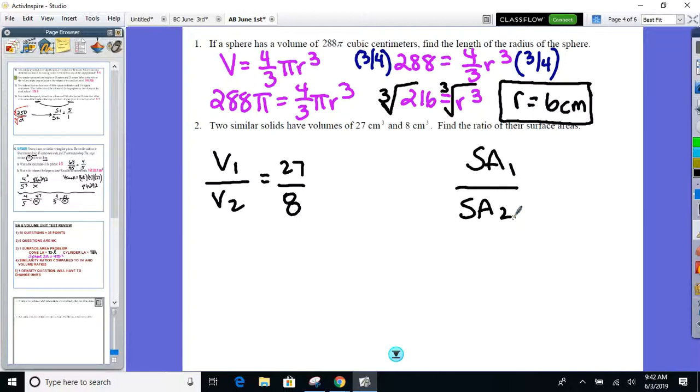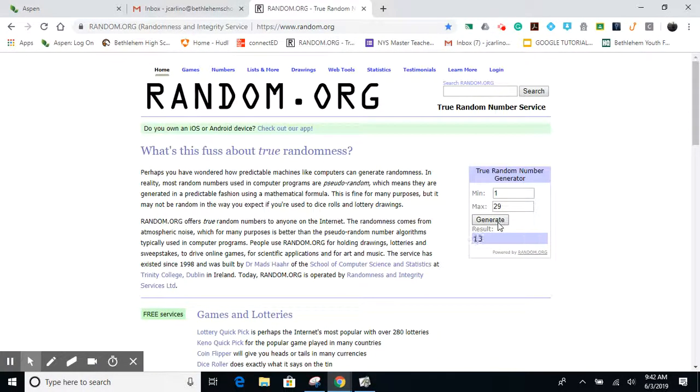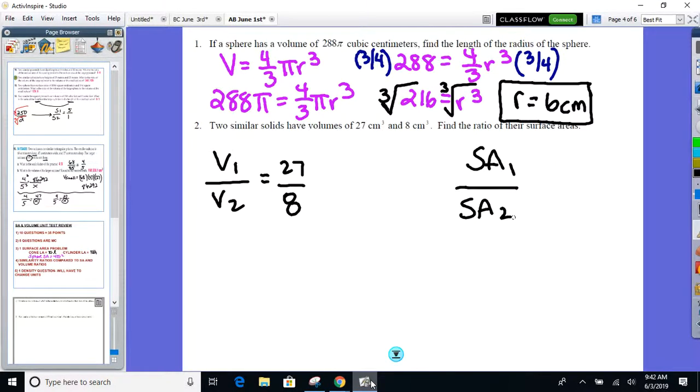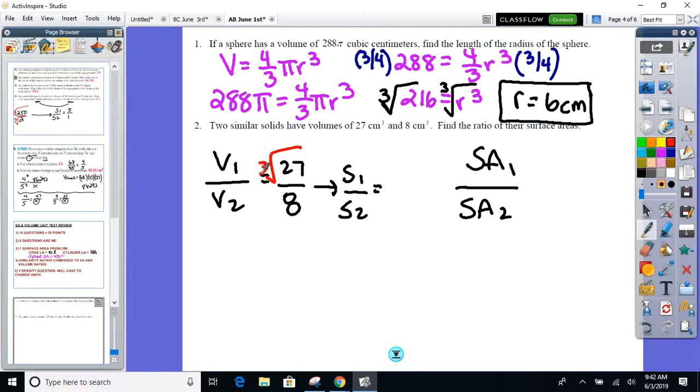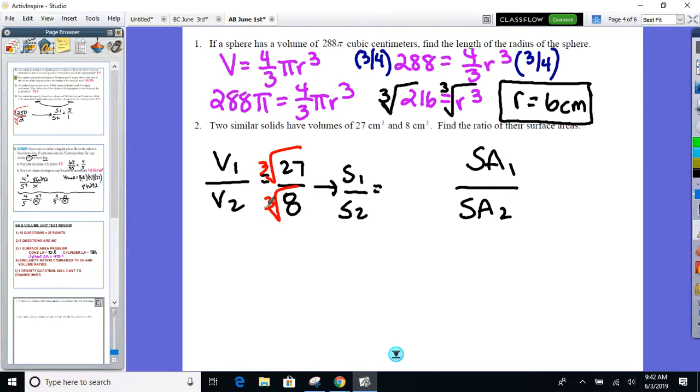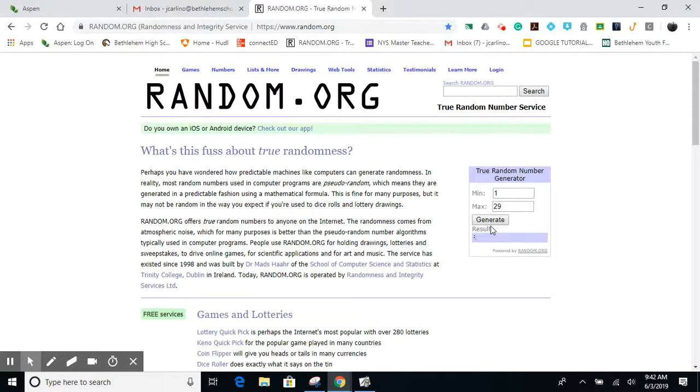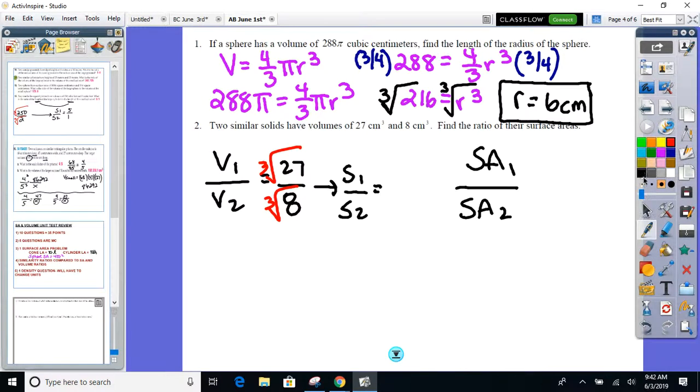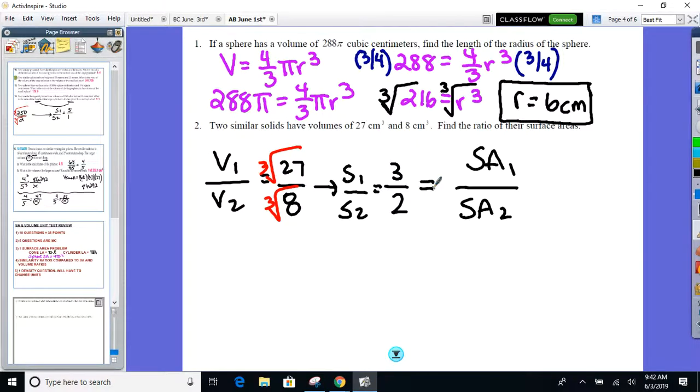What can you get from the volume ratio, though? Not surface area, but what can I get from the volume ratio? Similarity. What do I have to do to this? Cube root, 27 and 8. Yep, that'll give me the similarity ratio. Nice job. So what is my similarity ratio when you cube both of those? 3 to 2.